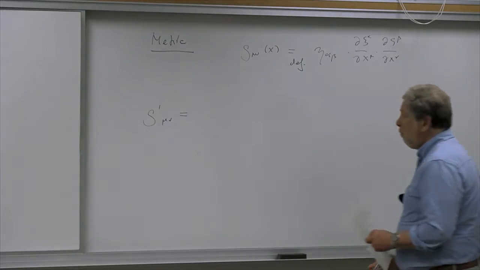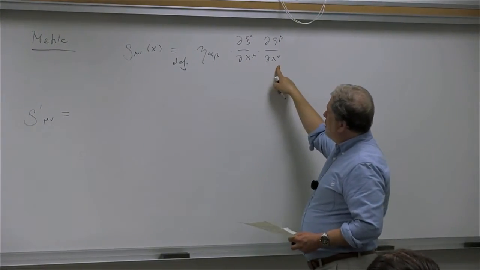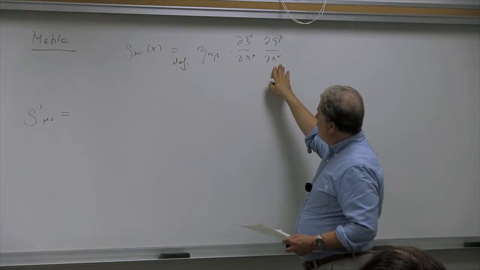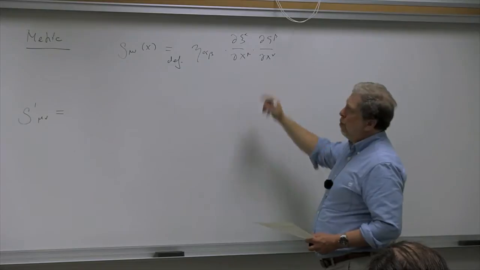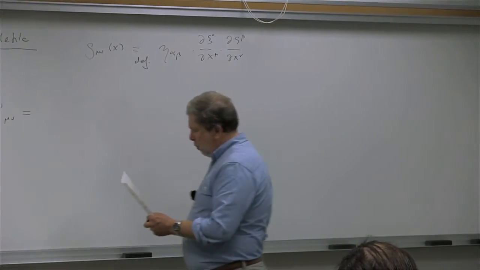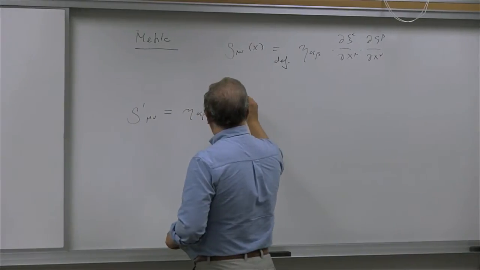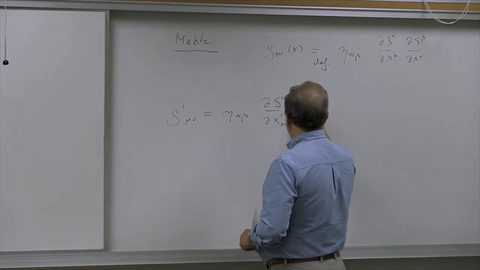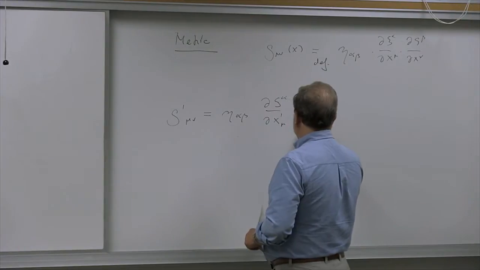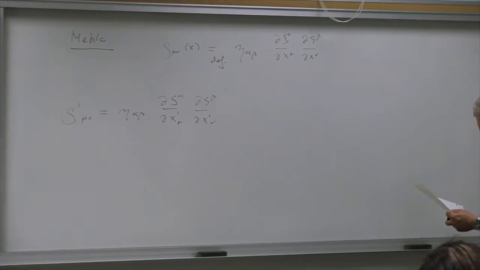Well, from the very definition, g'_{μν} is going to be the same. We're just going to use this expression, exactly the same, where we replace everywhere x by x'. So this is equal to η_{αβ} times ∂ψ^α/∂x'^μ and ∂ψ^β/∂x'^ν. That's just from the definition.